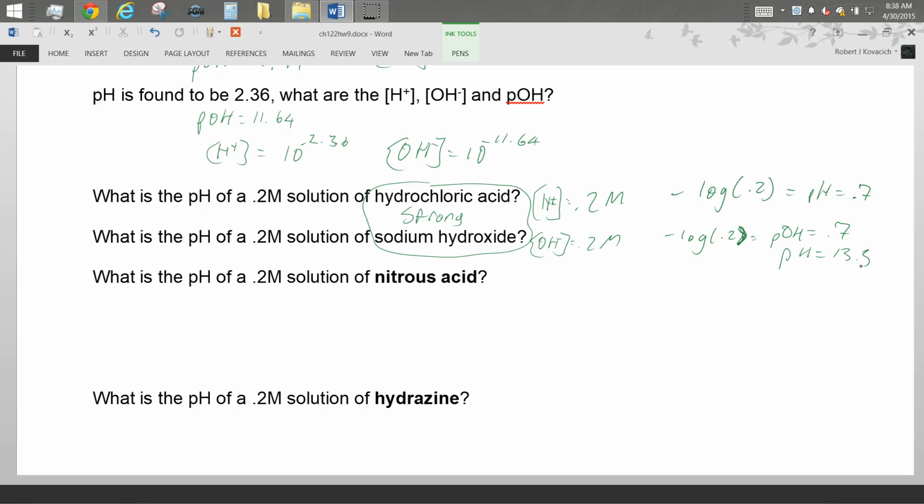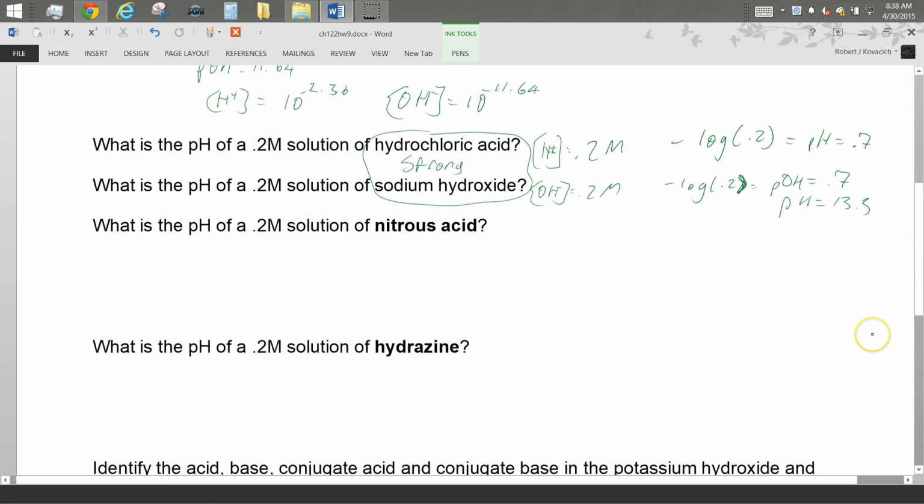So those ones are pretty simple. You really just take the negative log of whatever the concentration of the acid or base is, and then either that's your number for your pH or you have to subtract from 14 if it's a base we were talking about. The next two, what's different about them?